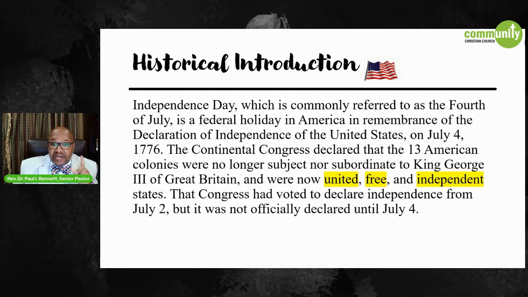That Congress, we're talking about history now, learn from the history, that Congress had voted to declare independence from July 2nd, but it was not officially declared until July 4th. Did you get that? We were initially declaring our independence from the 2nd of July, but it wasn't officially declared until 2 days later. The question is why?